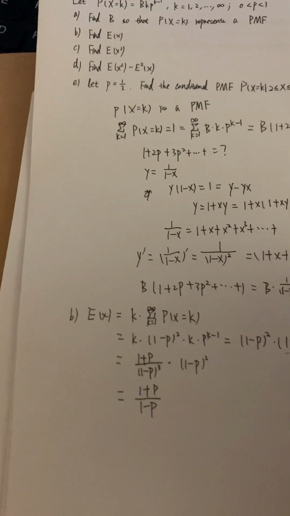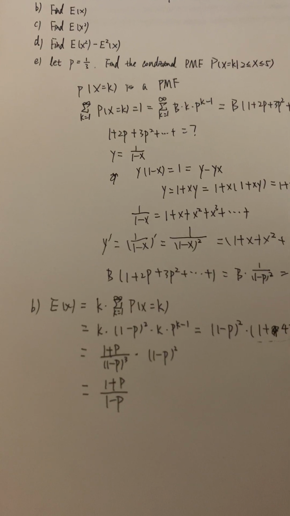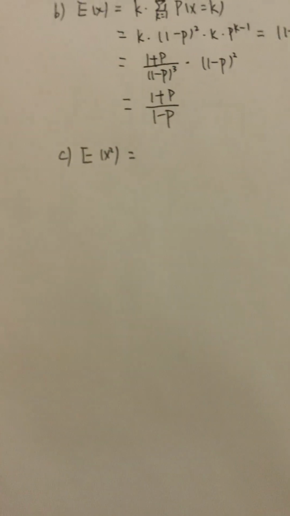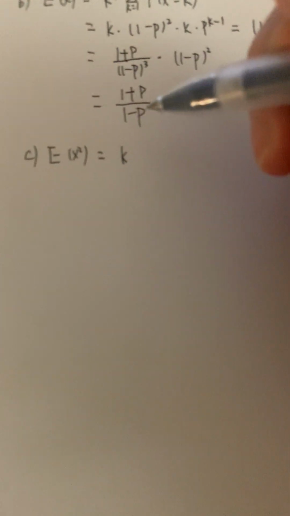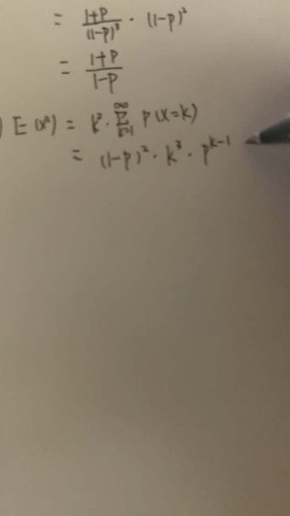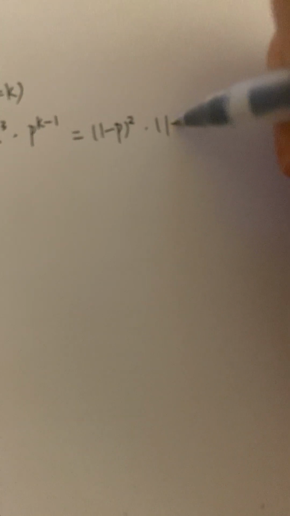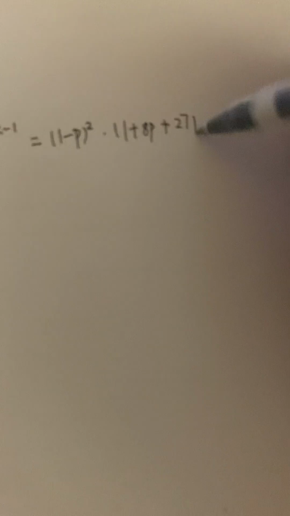So let's see the third question. We want to find the expected value of X squared. For the expected value of X squared, we just change X to X squared and plug it into the equation. So k will become k squared, times the summation over k from 1 to infinity of P(X = k), which is equal to (1 minus p) squared times k cubed times p to the power k minus 1, which is equal to (1 minus p) squared times (1 plus 8p plus 27p squared plus something).